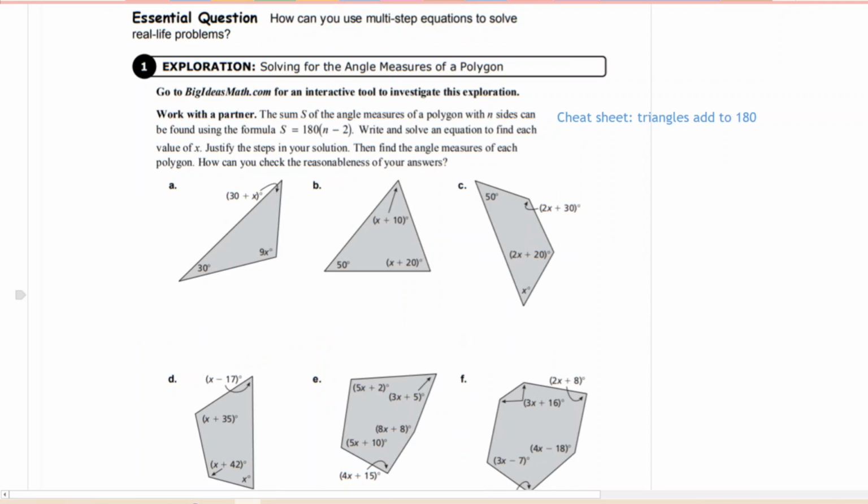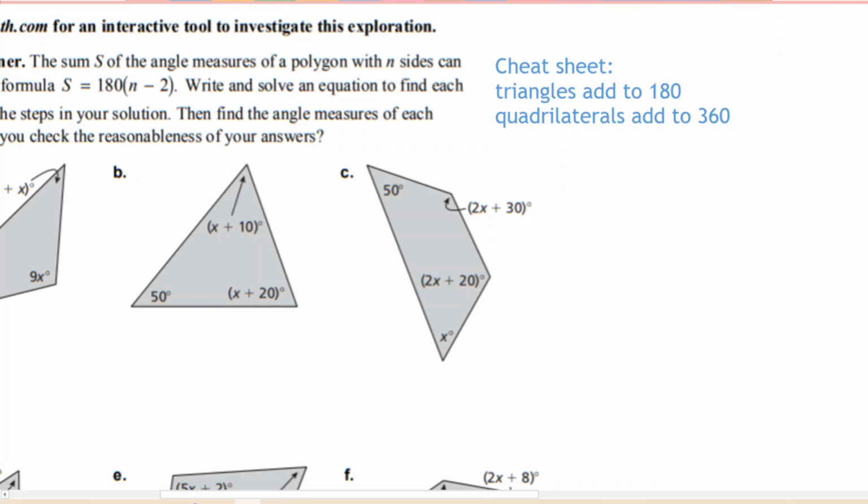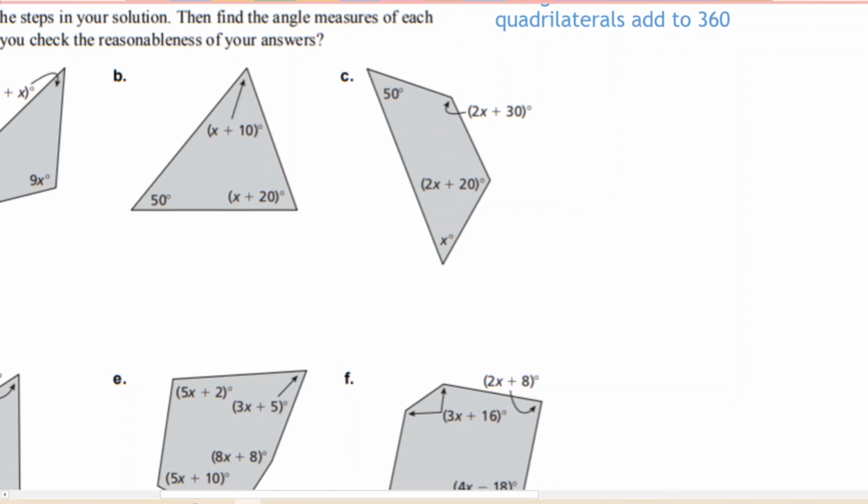Let's do that same thing for the quadrilateral over here. Quadrilateral means 4 sides. So we've got 1, 2, 3, 4 angles to look at. And 4 minus 2 is 2. 2 times 180 is 360. So in our cheat sheet, we can write quadrilaterals add to 360, because you don't want to have to keep doing this formula over and over again.